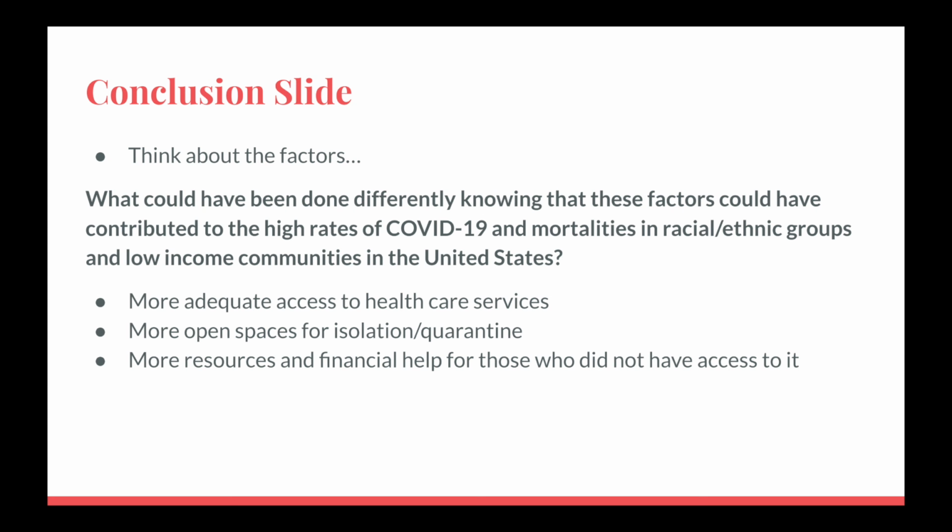So, in conclusion, when you keep in mind all these variables and factors presented in these hypotheses, it helps understand what could have been done differently, knowing that these factors could have contributed to the high rates of COVID-19 and mortality rates in racial slash ethnic groups as well as low-income communities in the United States. That comes with the understanding that if there had been more adequate access to healthcare services, more open spaces for isolation slash quarantine, and more resources and financial help for those who did not have access to it, it could have gone differently for racial slash ethnic groups and low income communities in the United States in terms of COVID-19.